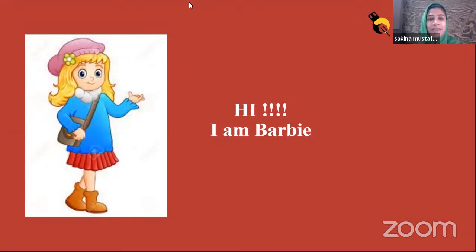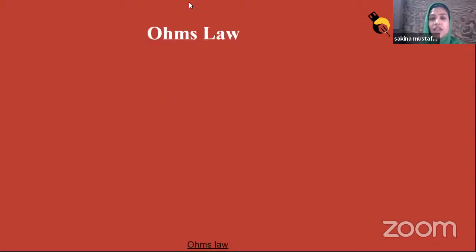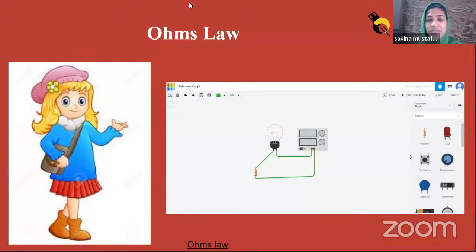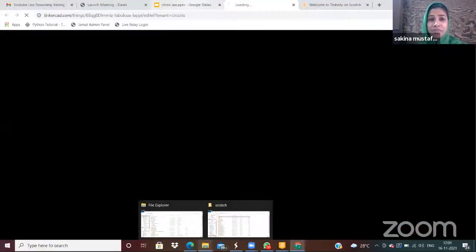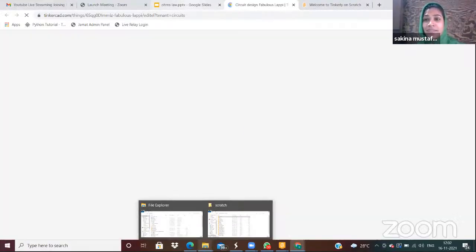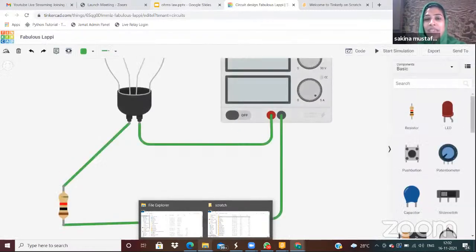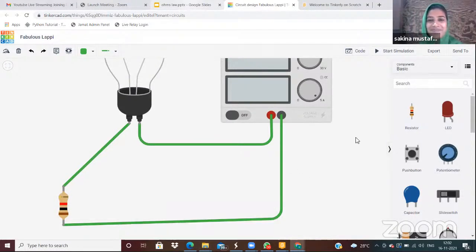So you all might be very curious what experiment, what project Barbie has brought today. It's Ohm's Law. We have heard many times about Ohm's Law, and today in this webinar, we are going to see what Ohm's Law is, and we have tried to simulate the same on the Tinkercad platform. So let me just show you the project.